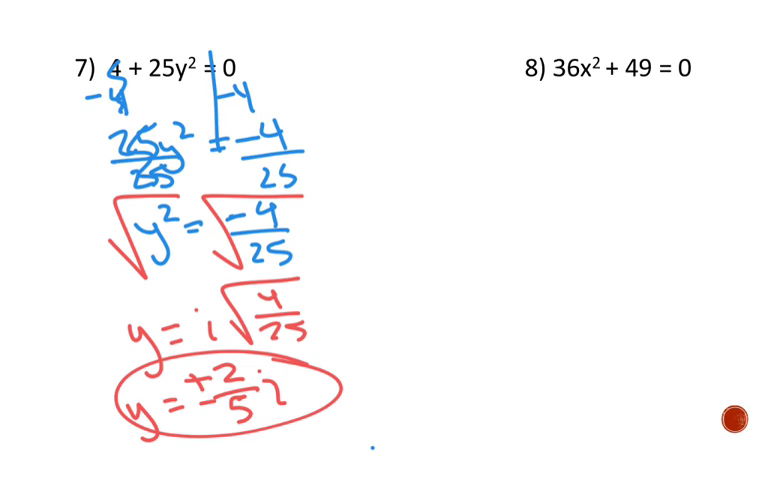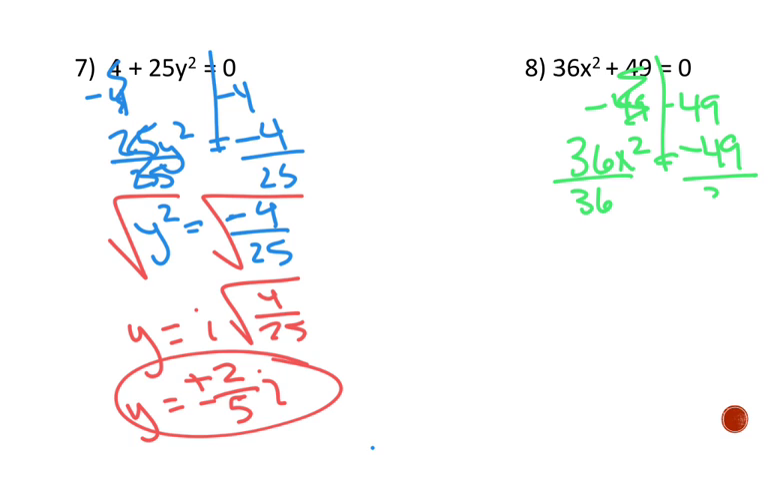Okay, and then example 8, we have 36x squared plus 49 equals 0. So this one's similar to example 7. So we'll subtract our 49 first. So that way that will cancel. So we'll get 36x squared equals, 0 minus 49 is negative 49. Divide by 36. So x squared equals, 36 won't go into 49 evenly, so I'm just going to leave that negative 49 over 36.